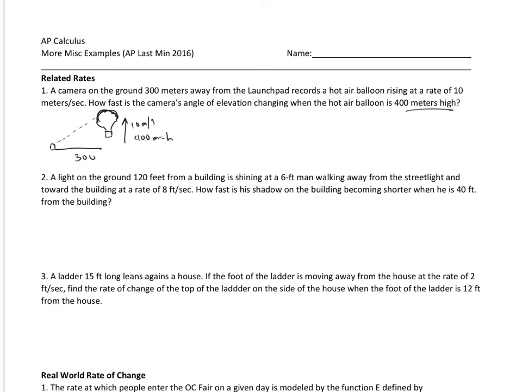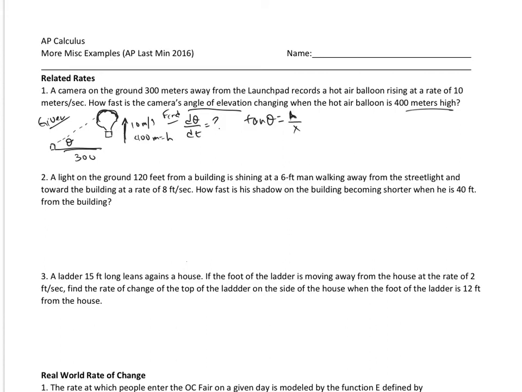How fast is the camera's angle of elevation changing when the hot air balloon is 400 meters high? So we need d theta dt, that's what we're looking for. These are all our givens, and this is what we need to find. We can set this up by seeing what relates the opposite to the adjacent, and that's going to be the tangent of theta. The tangent of theta relates the opposite, which we're going to call h, and the adjacent, which is x.